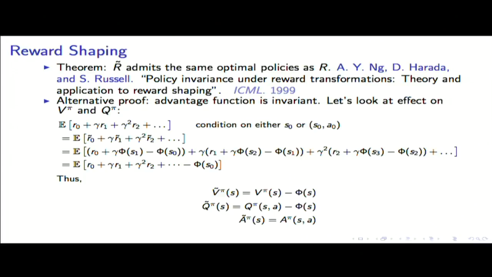Can you say what the conditions on the potential function are again? No conditions at all. It's any old function.